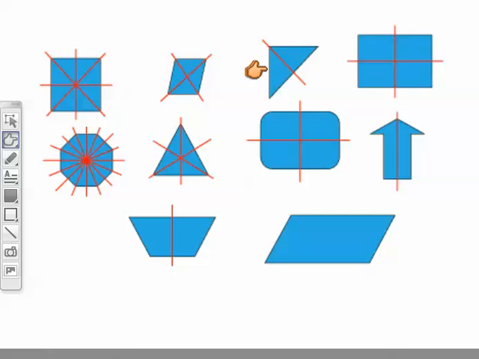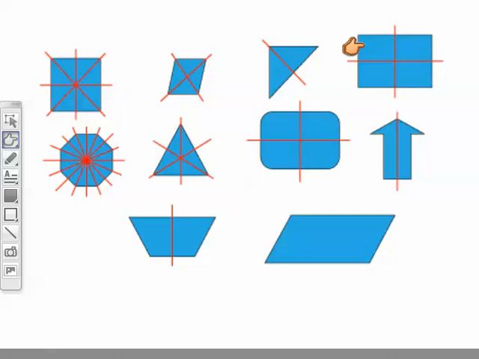Look at the poor triangle here. It only has 1 line of symmetry going through it. Okay? And that's because this corner could come to this corner and it would line up, but I couldn't take this corner and put it to this one and have it line up at all, could I? Not in any way, shape, or form.